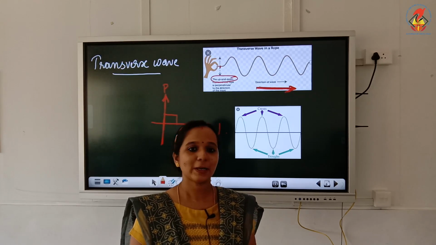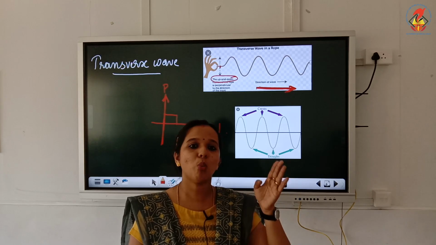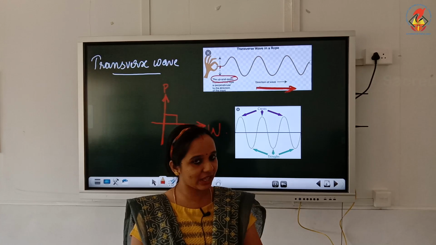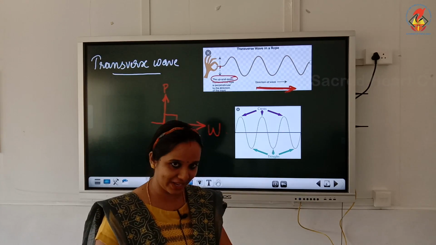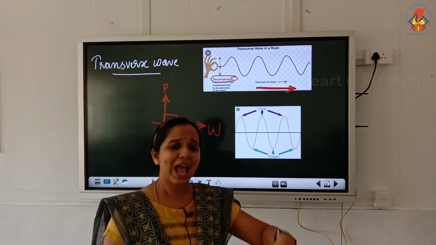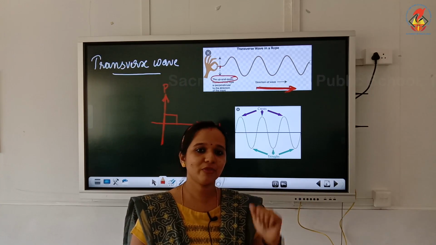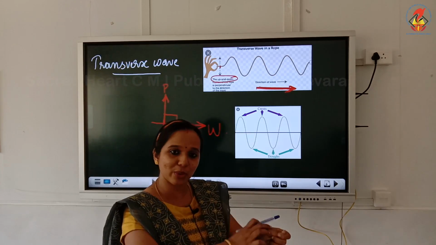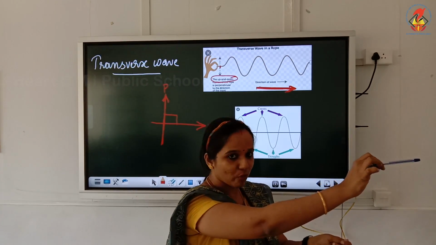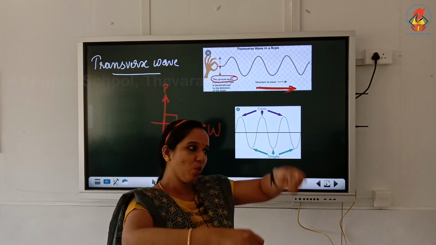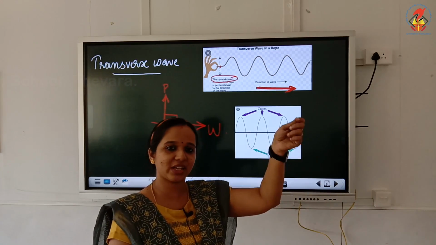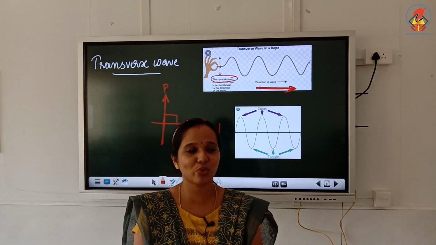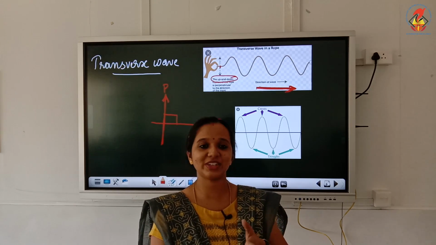To understand it, take a string and attach one end of the string to a window. Now take the other free end and make it vibrate. That string vibrates in the form of a transverse wave. That is, waves will pass from our hand to the direction of the window, but the particle will move up and down. That is an example of transverse wave. This activity you can do at home.